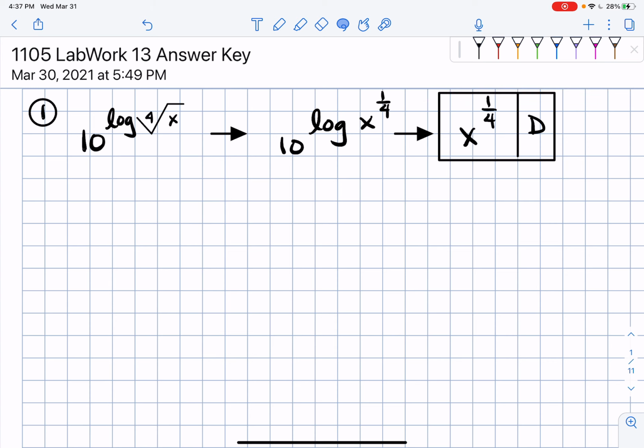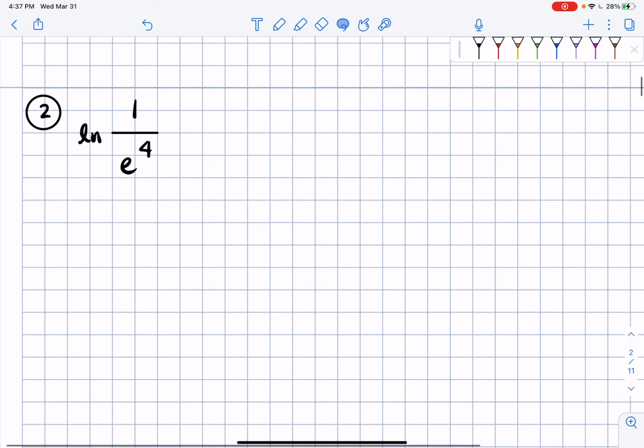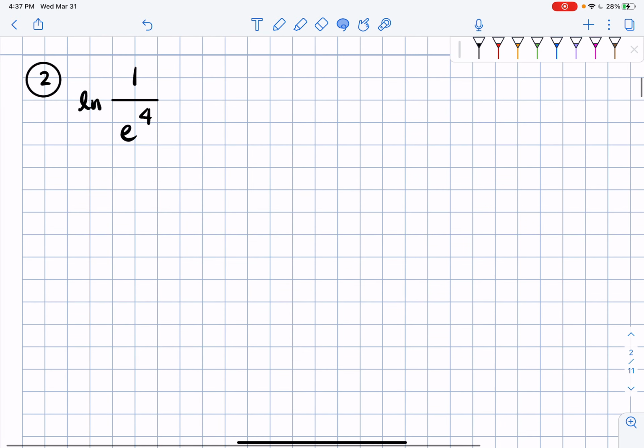Okay, there we go. There's number one. Number two. Okay. So, you know that ln and e are opposite operations, but this is kind of awkward because it's not like right next to each other, right? So, they're not both in the numerator.